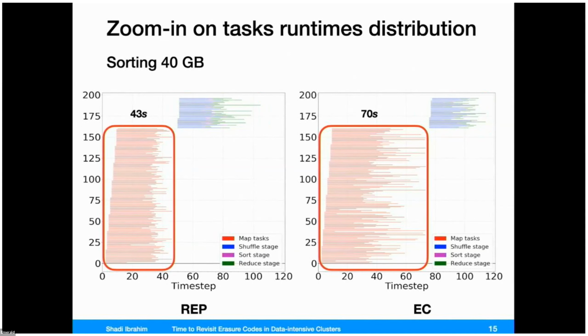Looking at the map phase, we found that the map phase finishes faster under replication, in 43 seconds, while it takes 70 seconds under EC. We have two observations here. First, we observe that some tasks under EC are faster than all tasks under replication, which confirms that data locality is not the issue. Second, as we can see, there are several tasks that are running two times slower than the average. We refer to these tasks as stragglers, and these tasks are the reason behind the prolonged time of the map phase under EC.